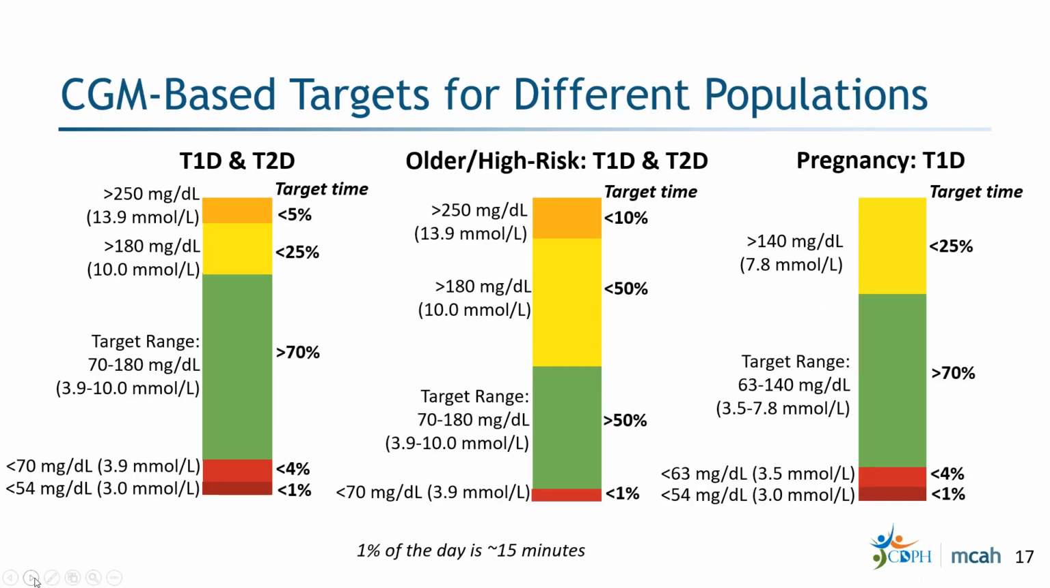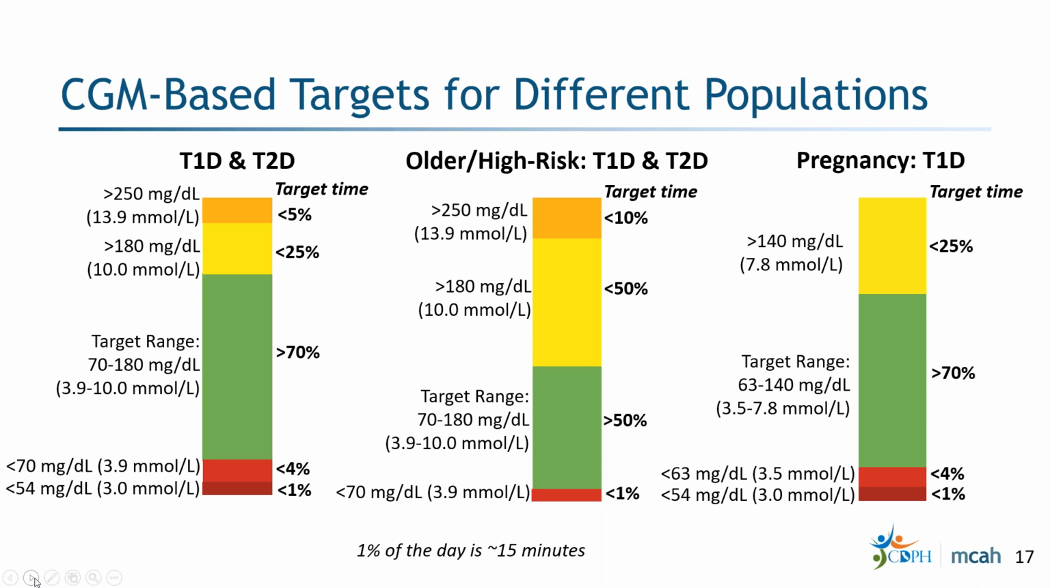So what are the goals for all of this? Well, fortunately, we have guidance. And so going straight to the pregnancy on the right, for a woman with pre-existing type 1 diabetes, the goal in that target range is to be there at least 70% of the time, while trying to minimize that time below 63 to under 4%, and really trying to minimize that level 2 hypoglycemia under 54 to less than 1% of the time. And then over 140, we are trying to minimize to less than 25% of the time.